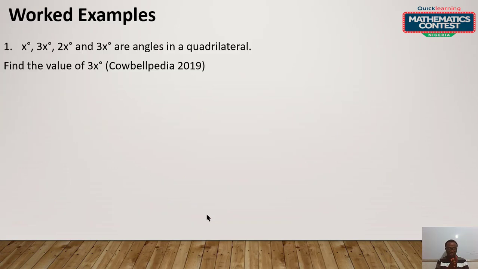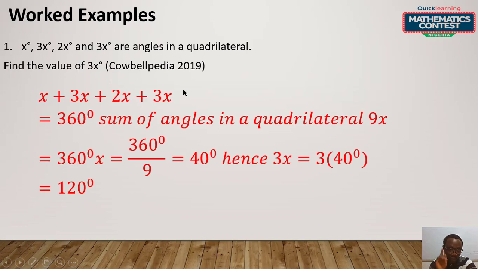I think I was only able to solve one problem here, then the rest I gave you to solve. So we want to solve this problem. Now, at times you don't need to be told which kind of polygon this is. The angles themselves will tell you. We have 1, 2, 3, 4 angles here. So this tells us that this is a quadrilateral. The question says find the value of 3x.